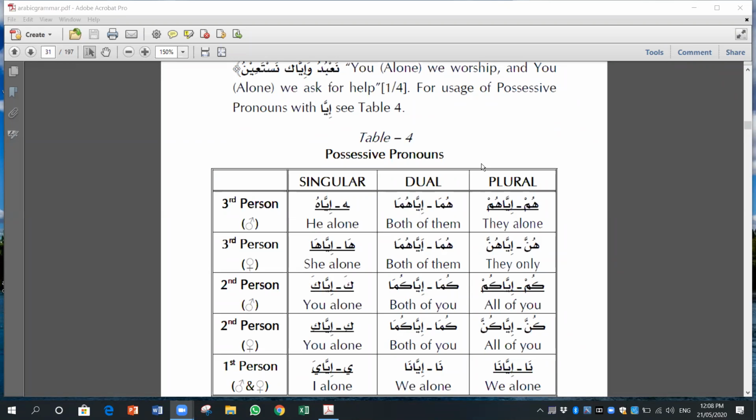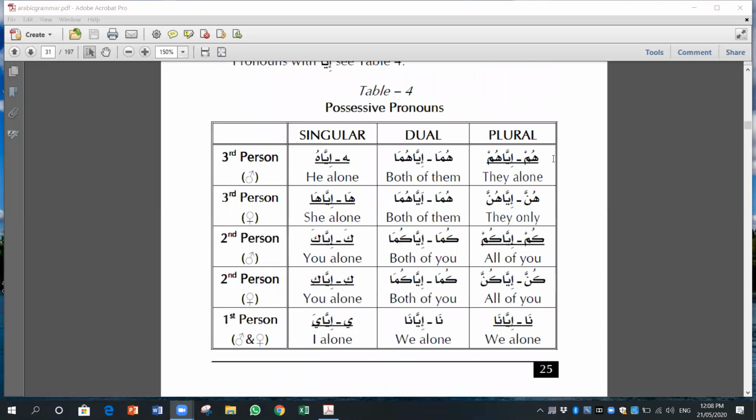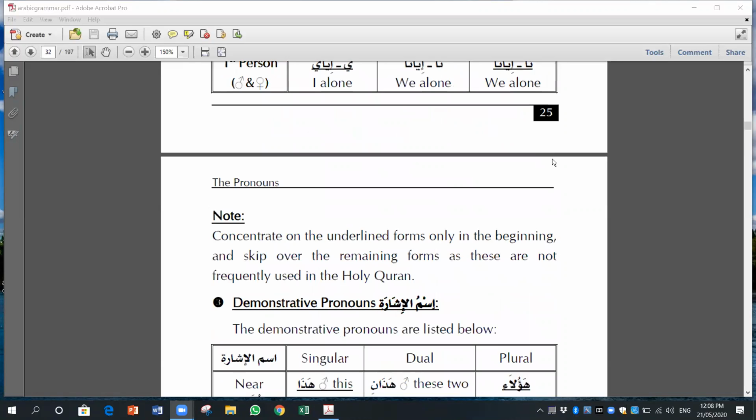Okay, so yesterday we did pronouns, right? And we did the table. We did possessive pronouns. What does possessive pronoun mean? When those pronouns are attached to a noun, they become possessive pronouns, right? But when they are attached to a verb, then that shows that the pronoun becomes an object, right? So that is clear with everyone.